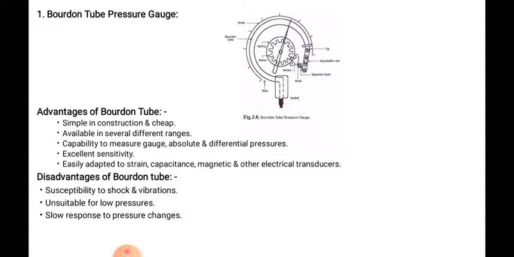Disadvantages of Bourdon tube: susceptible to shock and vibrations, unsuitable for low pressure, slow response to pressure changes.